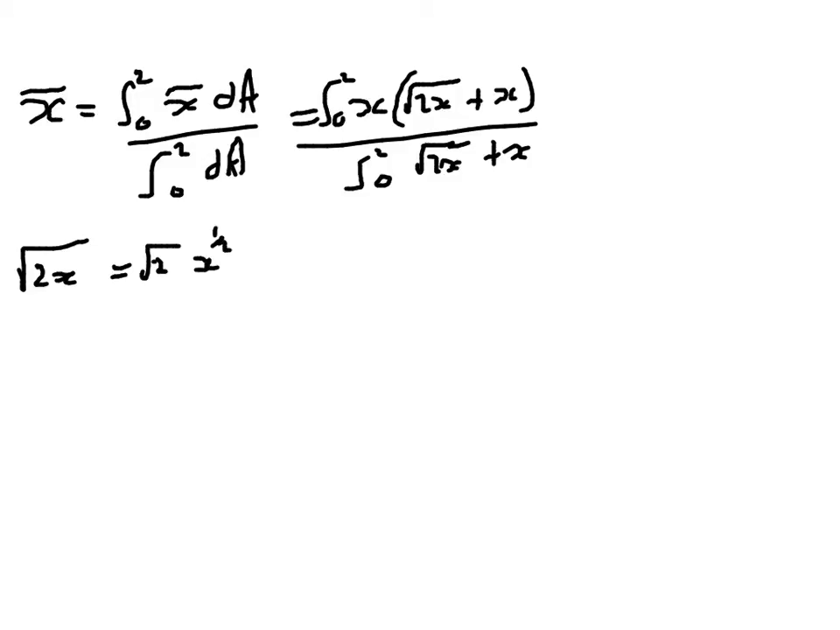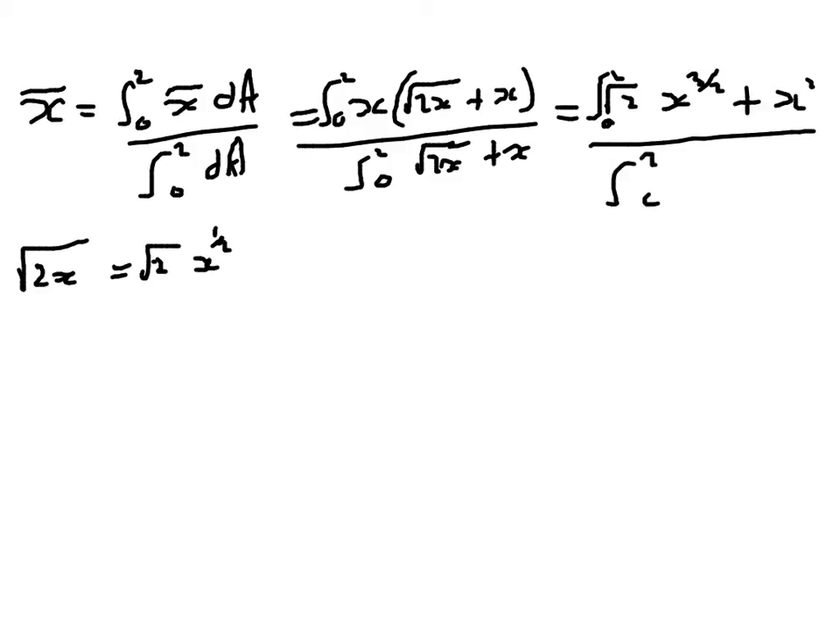So if we then start to integrate that, well, first of all you're probably going to want to multiply some things out. So root 2x to the half times x is root 2 x to the 3 over 2 plus x times x, x squared. You're still going to want to integrate that between 2 and 0. That's all over the integral between 2 and 0 of root 2x plus x.